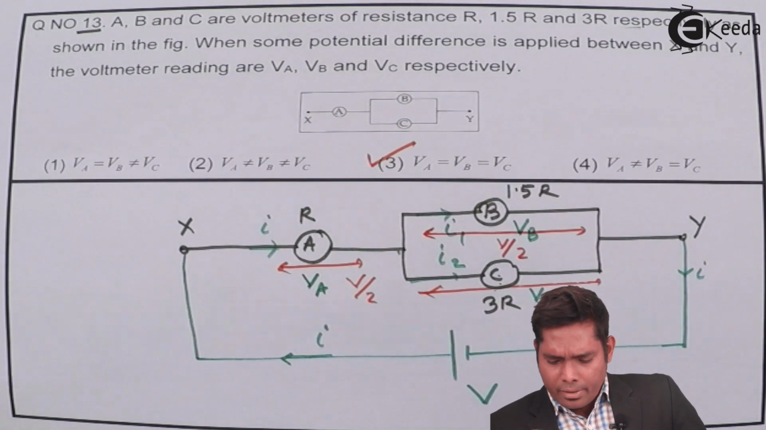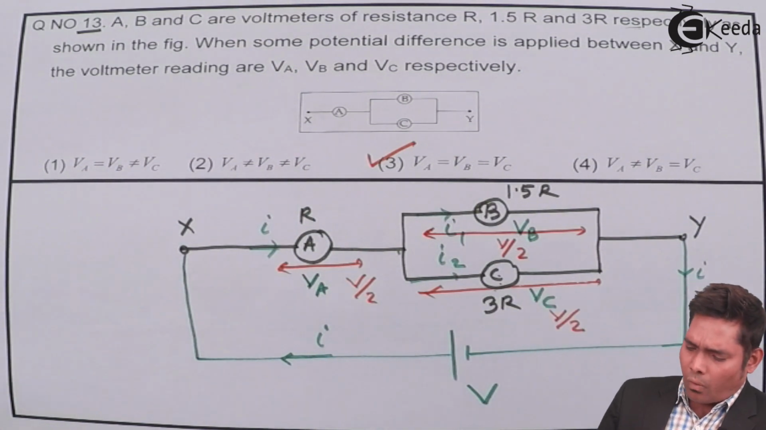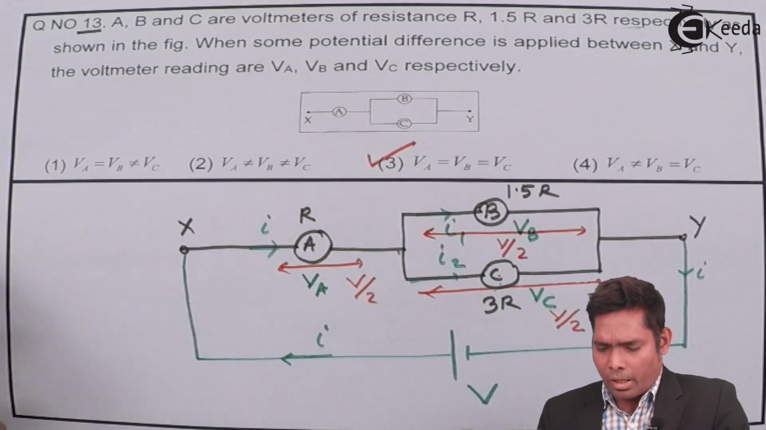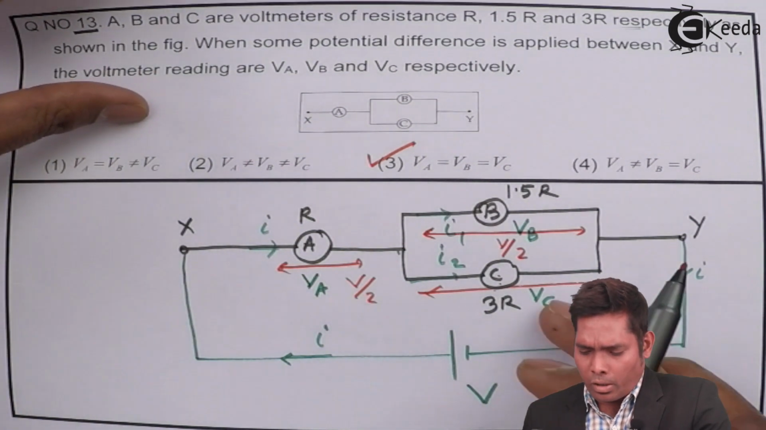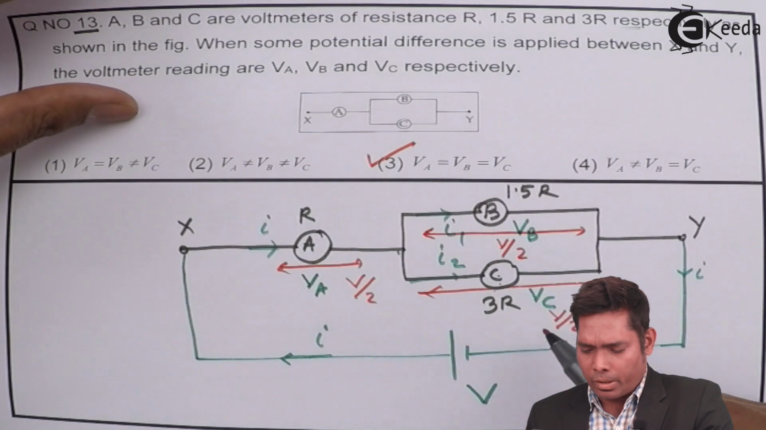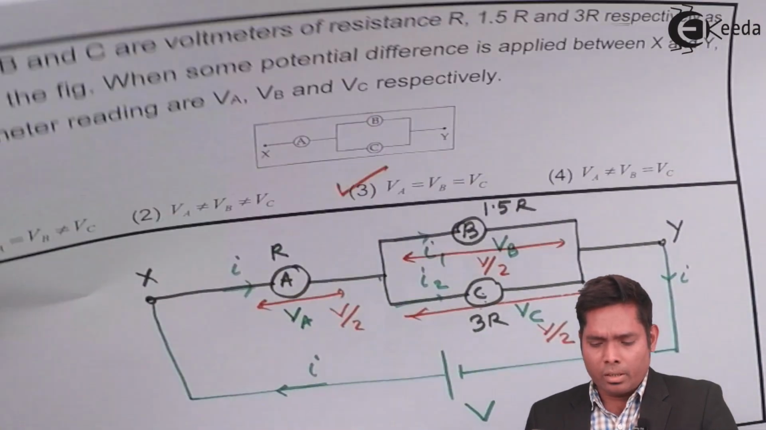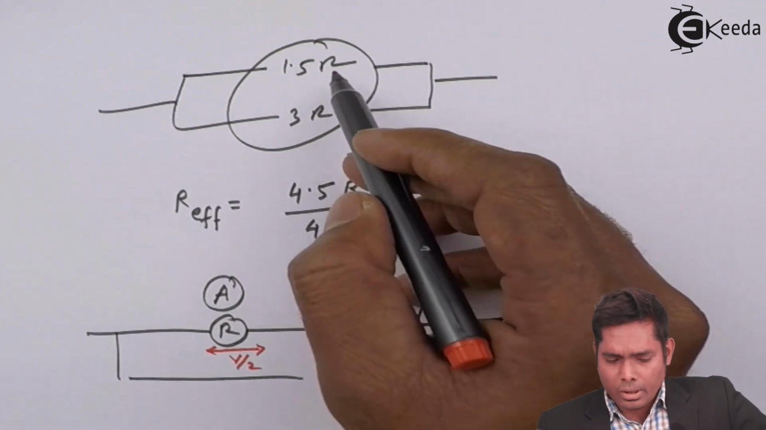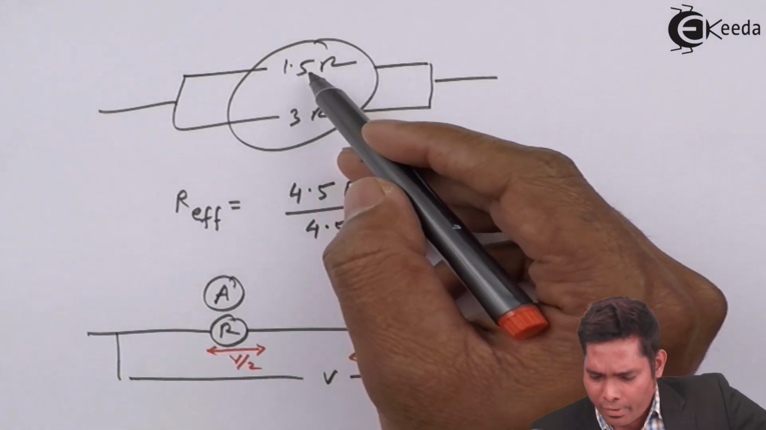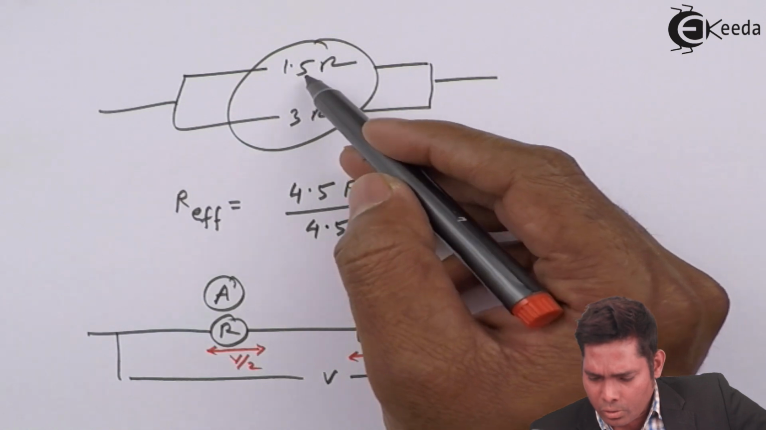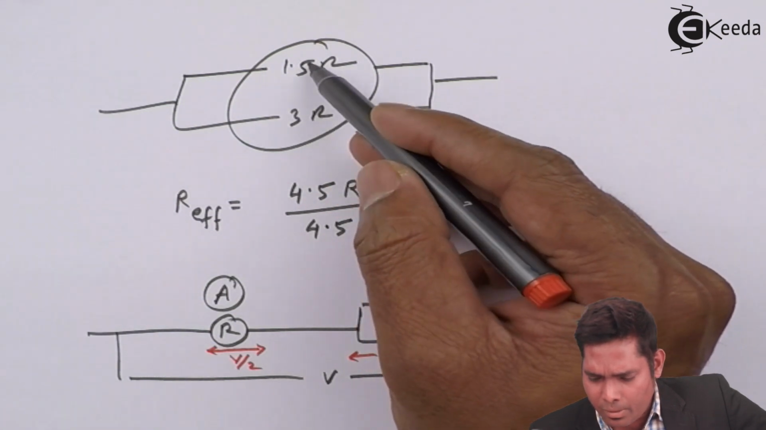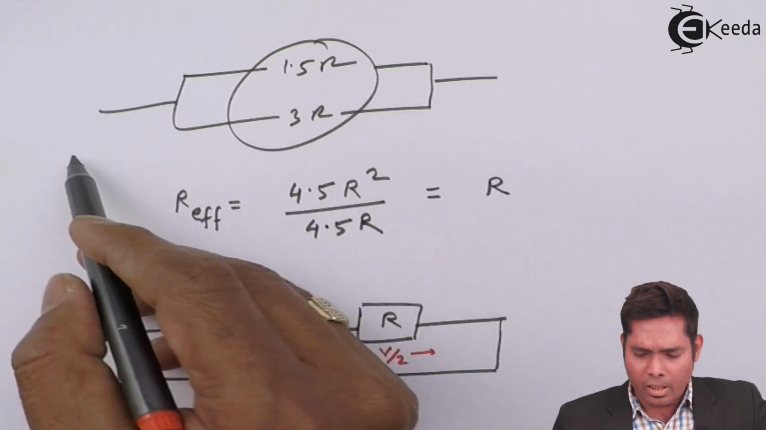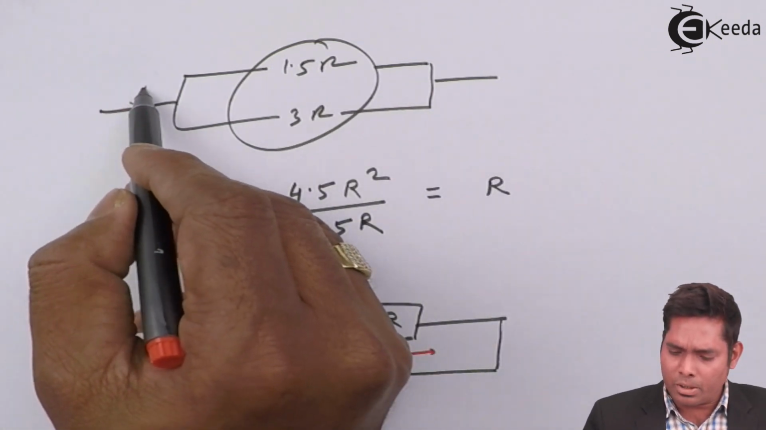If I want to solve in another way, I can solve that way also. I'll just tell you, if you are not convinced that this is V by 2, V by 2, then I will help you understand that. This is 1.5 R and this is 3 R. Its resistance is double this resistance. And how much current is flowing through this? Suppose the current is I.